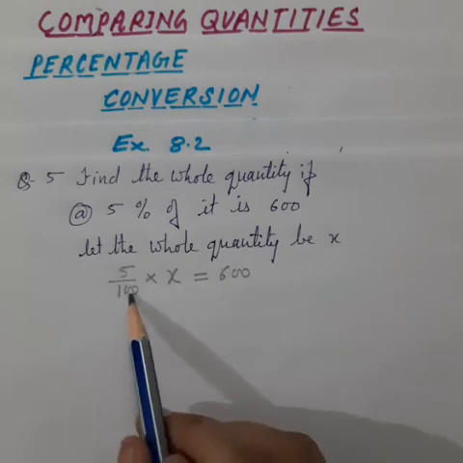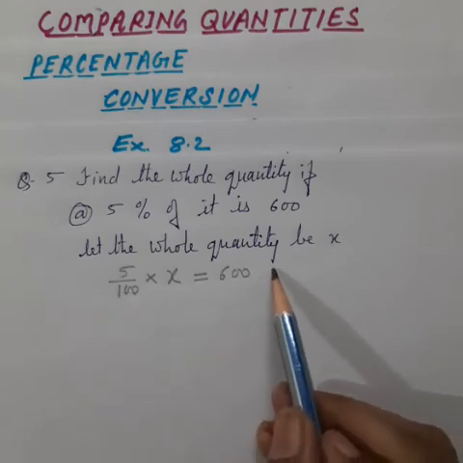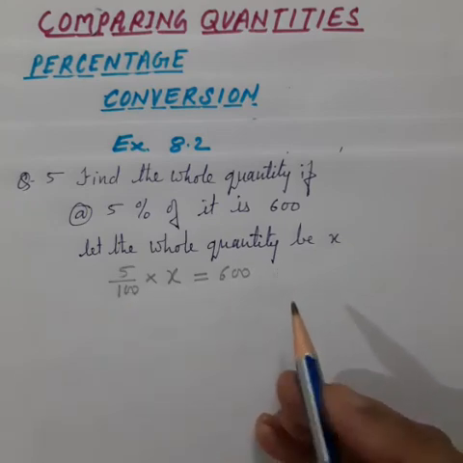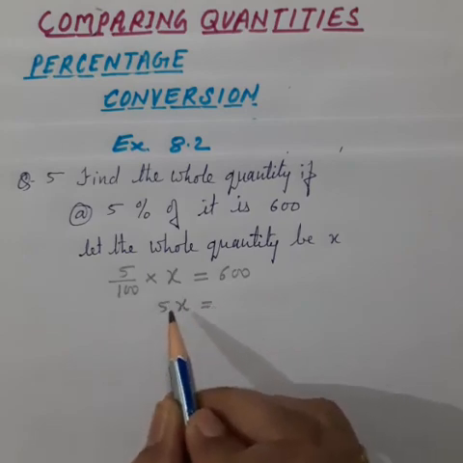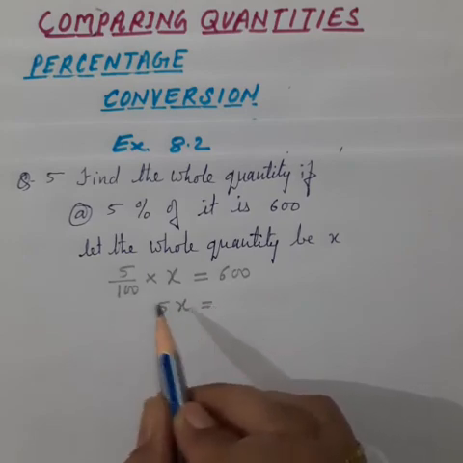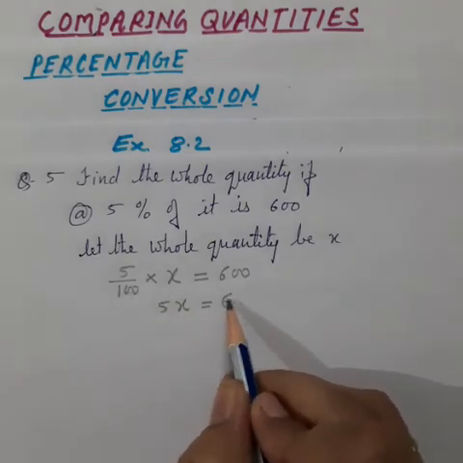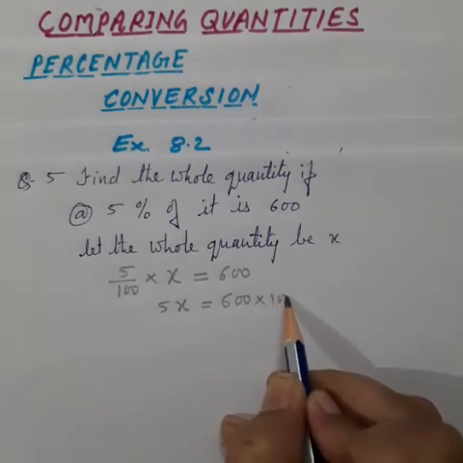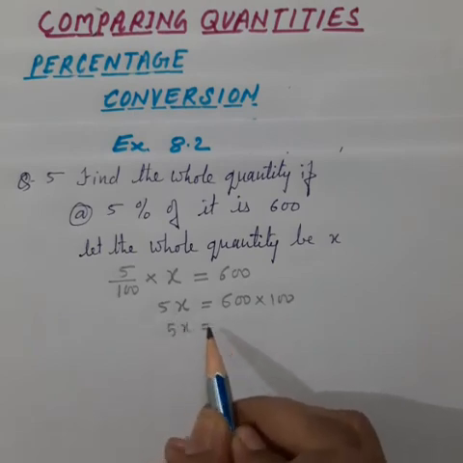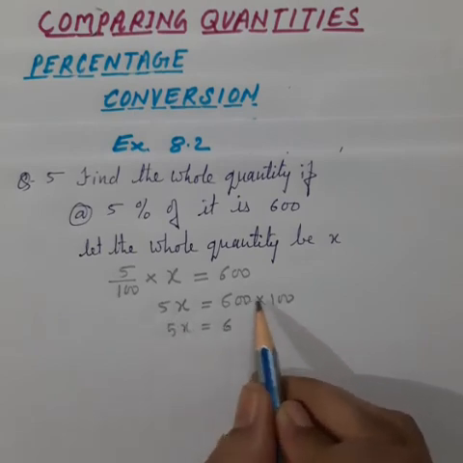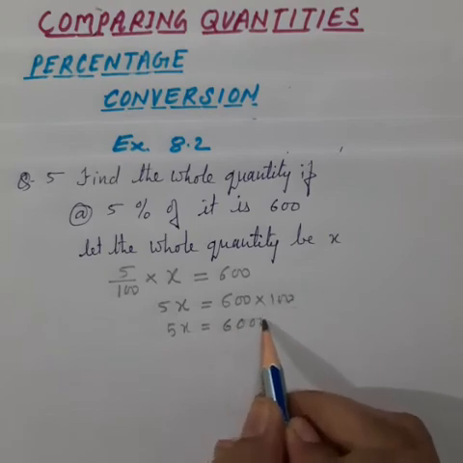Or directly you can change the side of 100. Here on the left hand side it is in the denominator. It will go in the numerator on the right hand side. So only 5x will be left on the left hand side. This 100 will go in the numerator on the right hand side. So it is 5x equal to 6 and 4 zeros.